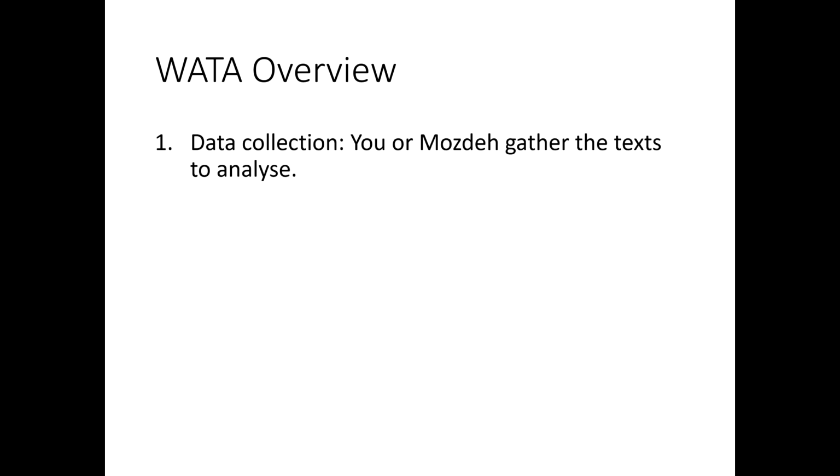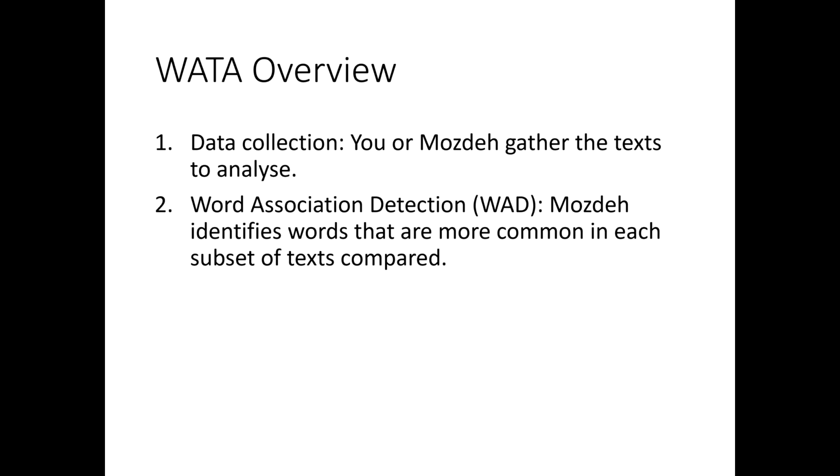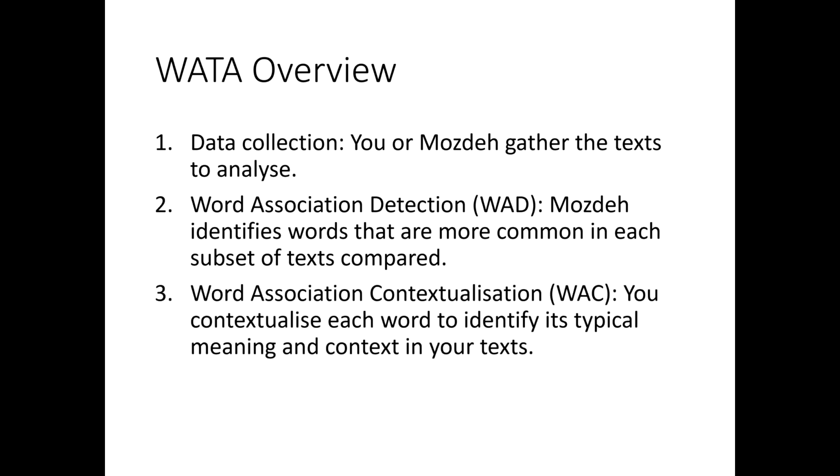Here's an overview of the word association thematic analysis, the stages. First of all, you need to get your data, either away from Mojday or using Mojday if it's Twitter or YouTube. The second step is word association detection. In this step, Mojday will identify the words that are more common in each subset of text compared. This is an automatic stage which will be demonstrated in a little bit.